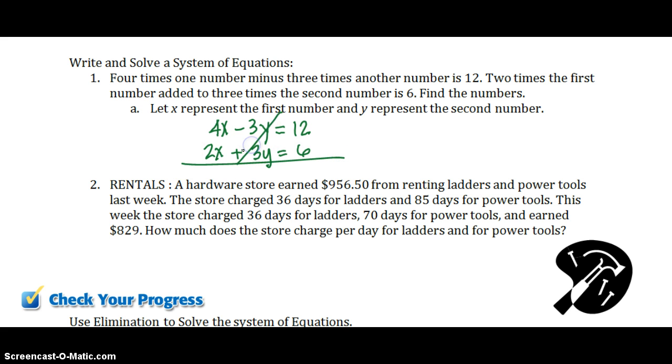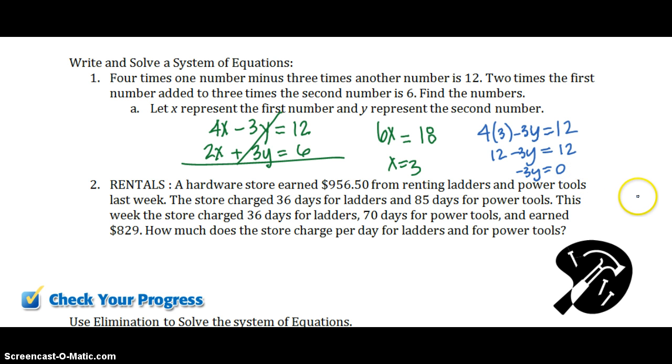That's going to eliminate immediately when I add those two equations together, and I'll end up with 6x equals 18, so x is 3. So plug 3 in. 4 times 3 minus 3y equals 12. And 4 times 3 is 12. And 12 minus 12 is going to be 0. And divide negative 3 into 0, and it's going to be 0.